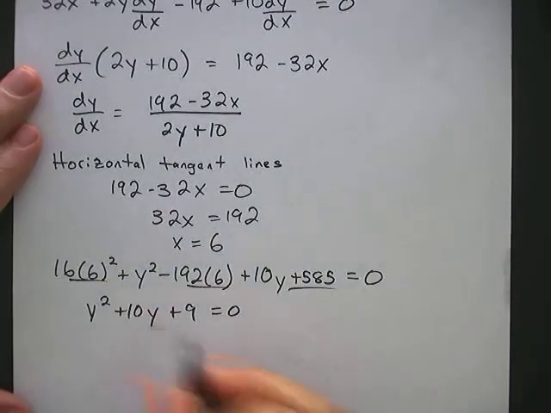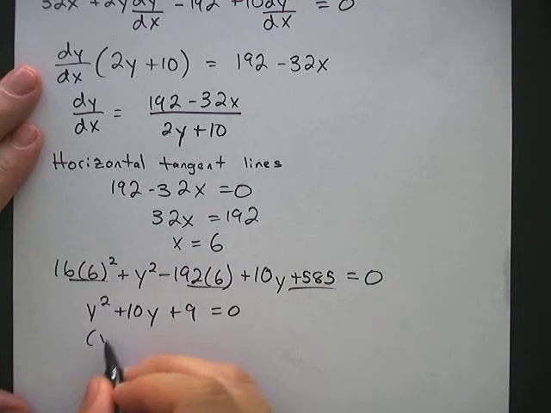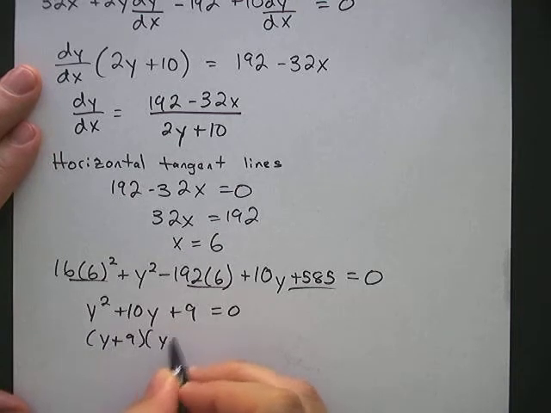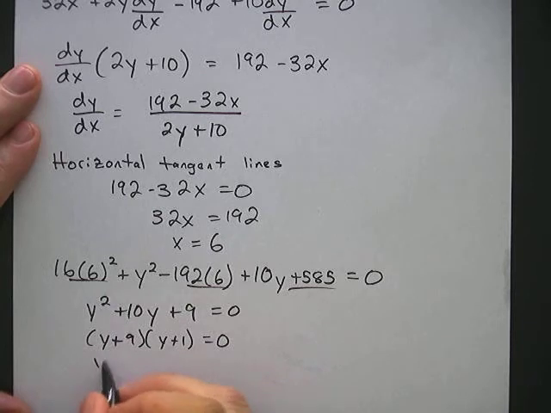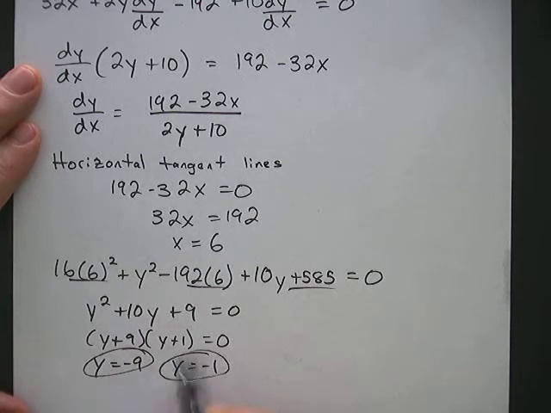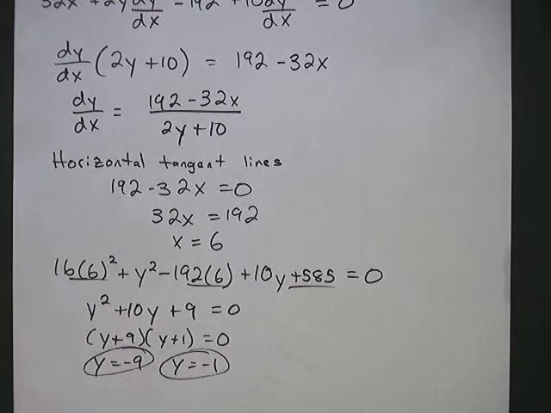So we need to factor here. The two things that multiply to get 9 but add to get 10 are 9 and 1. So y plus 9 and y plus 1 equals 0, which gives us solutions of y equals negative 9 and y equals negative 1. Those are horizontal tangent lines, y equals negative 9 and y equals negative 1. So those are the solutions for the first part of the problem, the horizontal tangent lines.